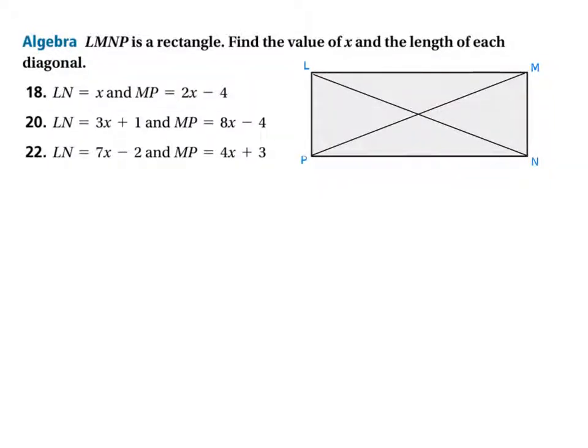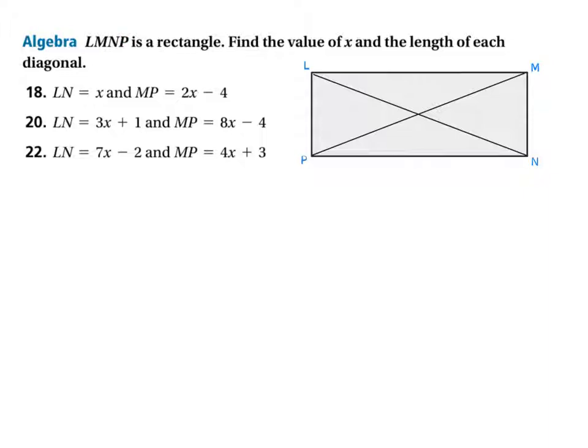Okay, so you don't need to make a sketch for these, but I did, just so you can see that LN is a diagonal and MP is a diagonal. One way that you can tell that without making the sketch is that they are non-consecutive letters. LN means they're not right next to each other, so they're not consecutive angles and consecutive vertices.